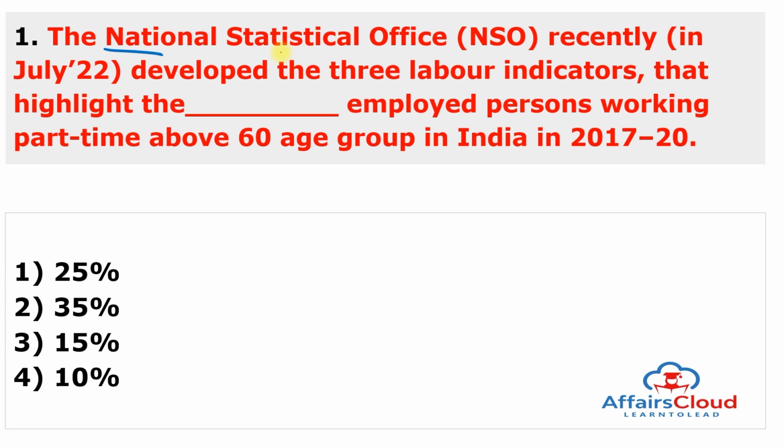The National Statistical Office or NSO recently developed the 3 labor indicators that highlighted the dash employed persons working part-time above 60 age group in India in 2017 to 20.